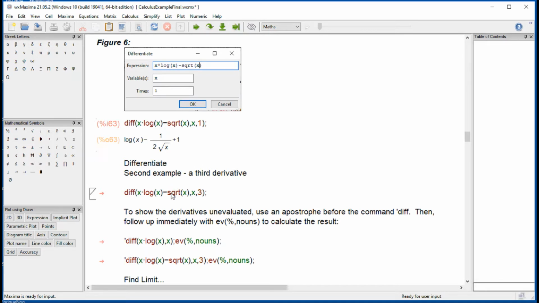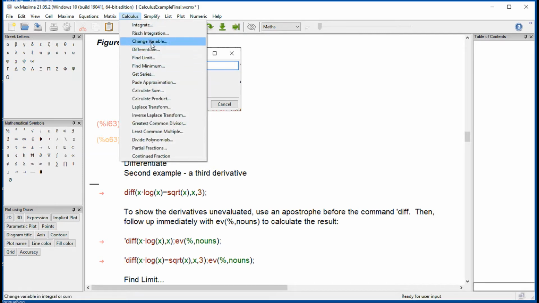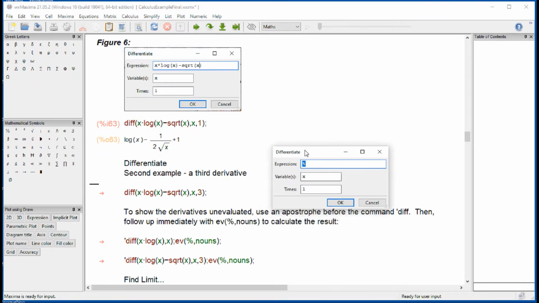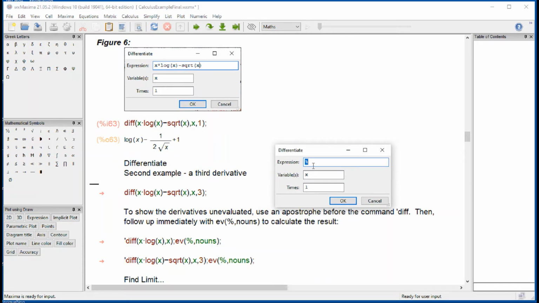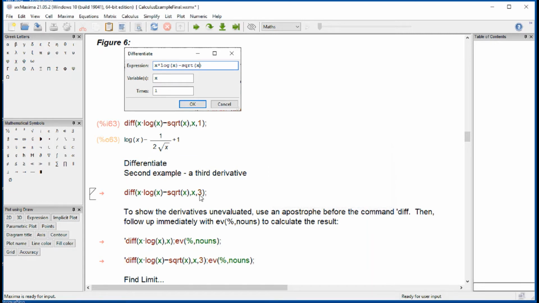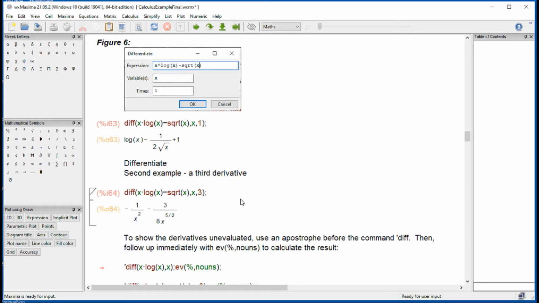Second example. In the second example, if you go to Calculus, Differentiate, you can type the expression here, x times log of x minus square root of x, and we're going to do the differentiation 3 times. You get this result. I'm going to cancel that, and that will be that third integral.